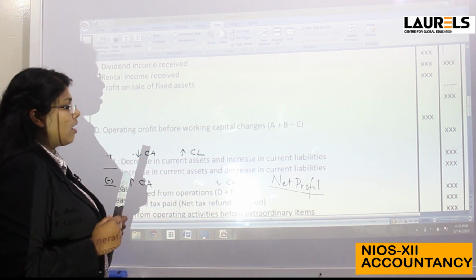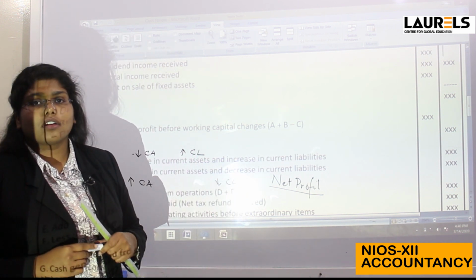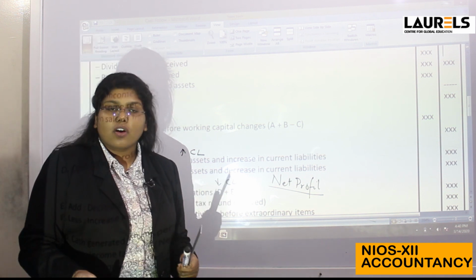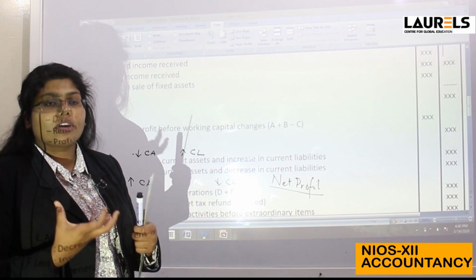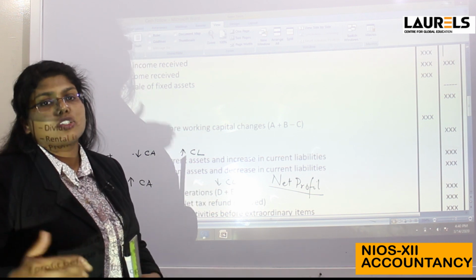Okay, and an example for increase in current liabilities would be payables. Suppose payables have increased. What does that mean? You haven't paid your payables, so that means you have more cash in hand. Your cash has not gone out in the payment of payables or your creditors.